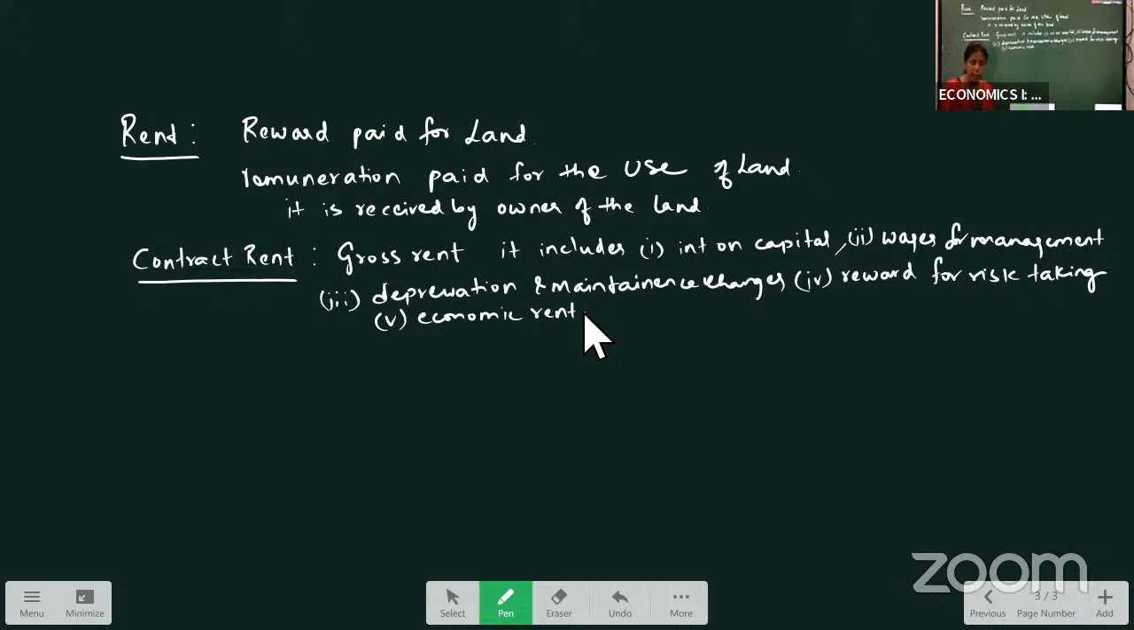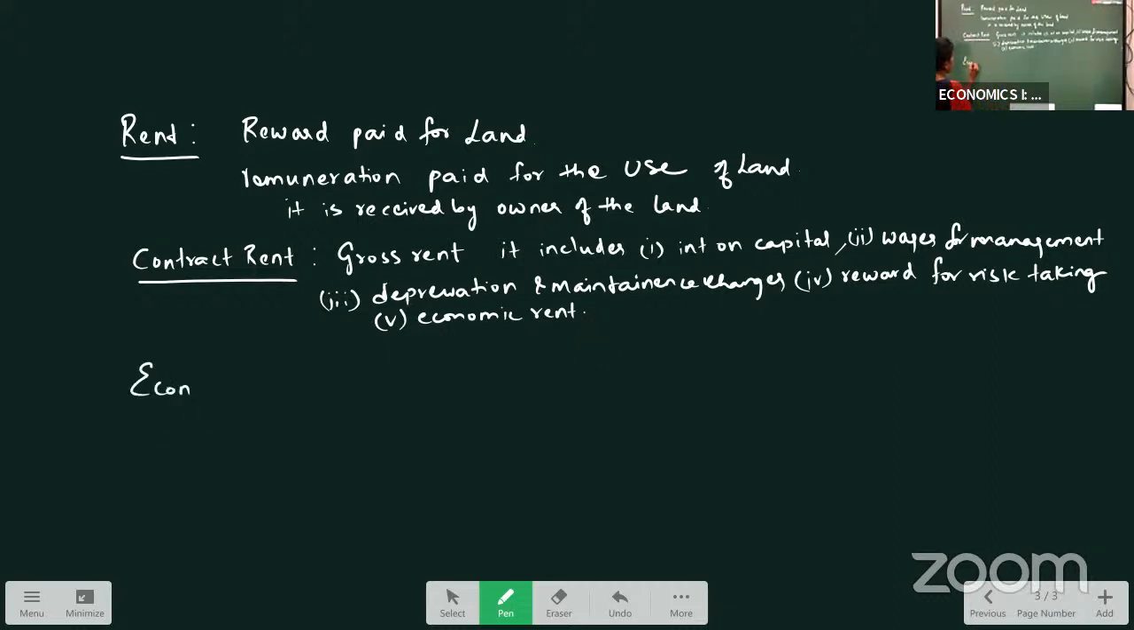It means that on an agreement, when the rent is paid to the owner of the land, a certain amount we will pay. That includes all these factors: interest on capital, wages for management, depreciation and maintenance charges, reward for risk taking, also economic rent. So these all are included in the concept of contract rent.